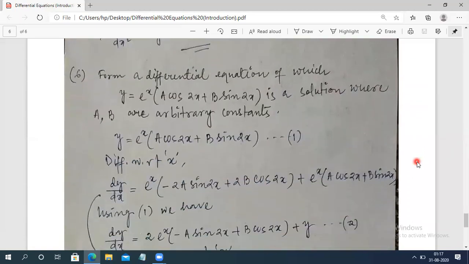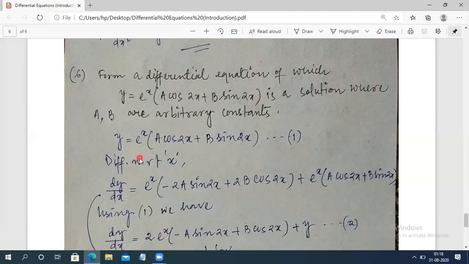Question number 6 is very important. We have to form a differential equation of which y equal to e to the power x (a cos 2x plus b sin 2x) is the solution. It is also mentioned that a and b are arbitrary constants, and this 2 is an absolute constant. Only a and b are arbitrary constants. So there are two arbitrary constants, and we have to differentiate the given equation twice and then eliminate the arbitrary constants.